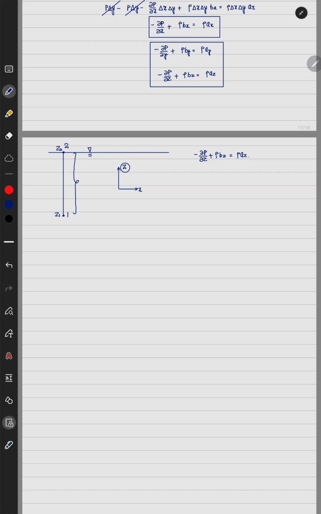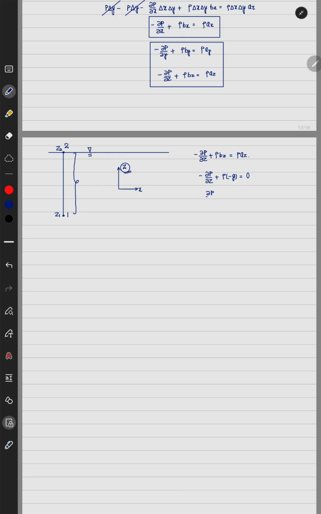This was the equation. So minus del p by del z plus rho into body force per unit mass. In the z direction this is given by mass into acceleration due to gravity divided by mass, but acceleration due to gravity is acting in the negative z direction, so this is given by minus g, because we have taken z to be in the positive direction. This you have to keep in mind. It is equal to, we are assuming there is no acceleration in the z direction, so the right hand side comes out to be equal to 0.